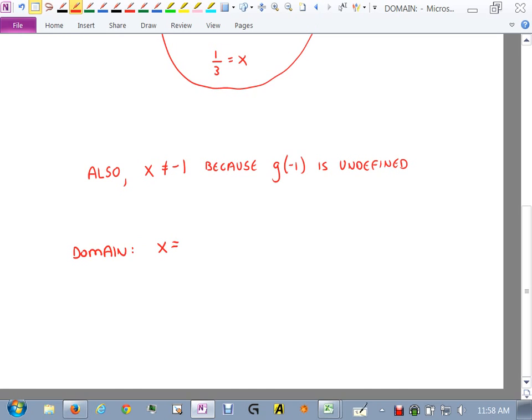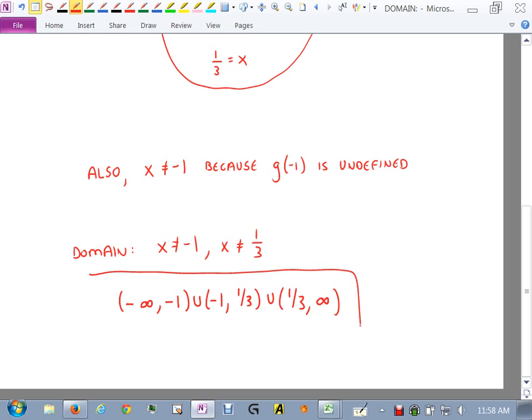We said x cannot be -1 and x cannot be 1/3. Give me that in interval notation. -infinity to -1. Jump over -1 until you get to 1/3. Jump over 1/3 and go to infinity. That's your domain. Everything up to -1, but not -1, and then everything up to 1/3, but not 1/3, and everything on.